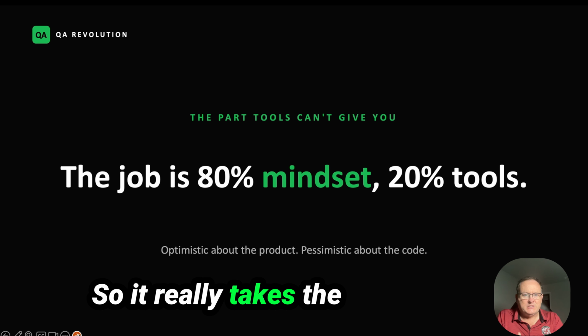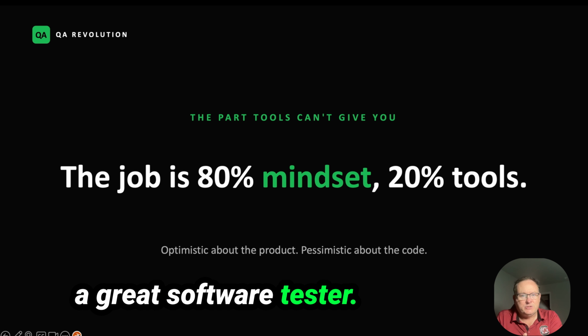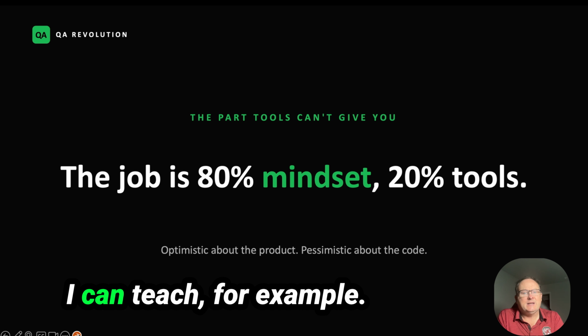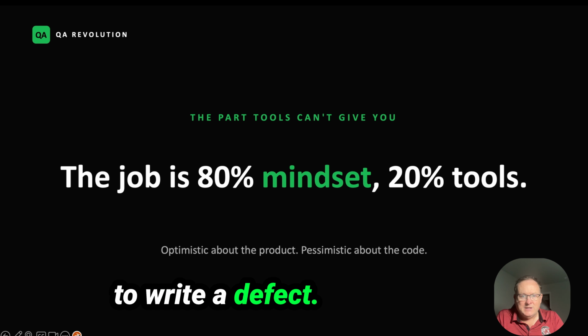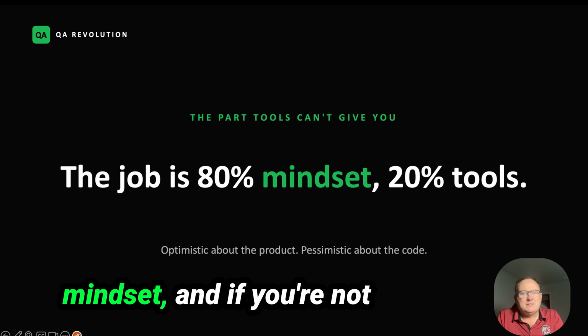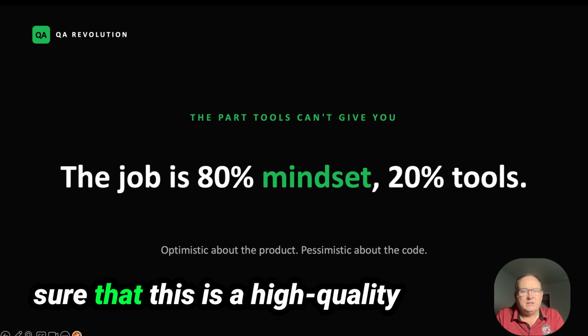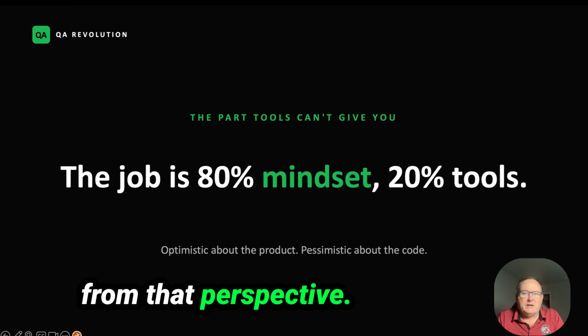So it really takes the right mind in order to be a great software tester. And the mindset is not something necessarily that I can teach. For example, I can teach you how to write a test plan. I can teach you how to write a test case. I can teach you how to write a defect. But if you don't have the right mindset, and if you're not determined enough to make sure that this is a high quality output and product, then I can't really teach you that from that perspective.